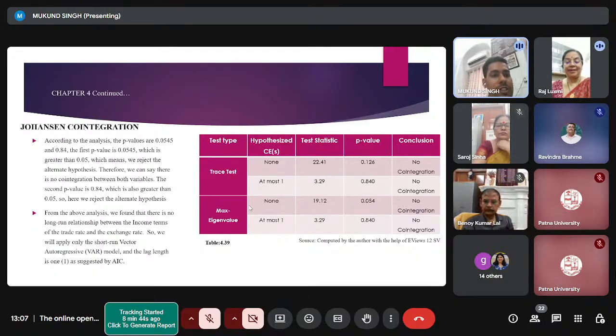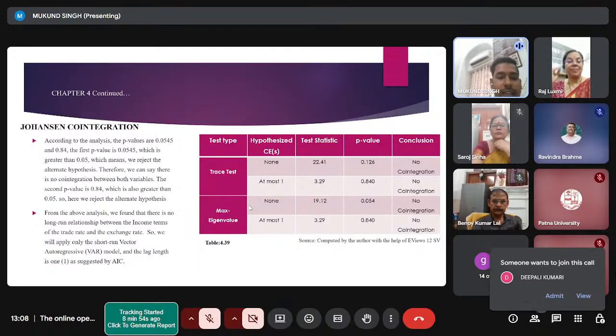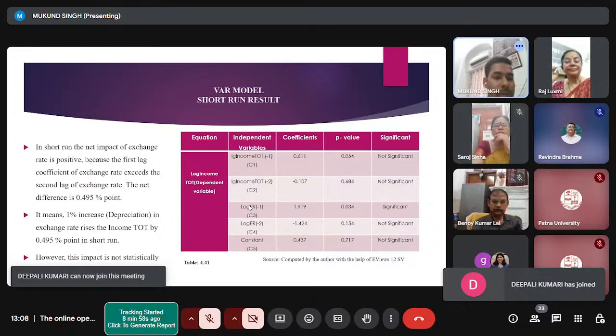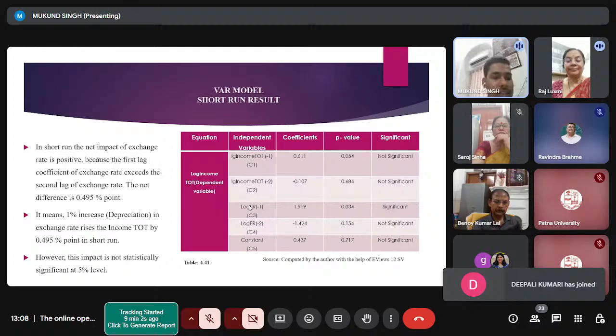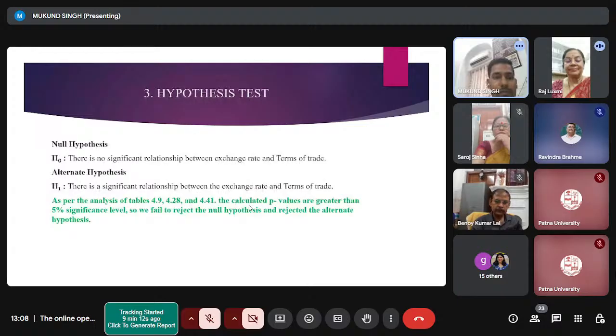Through the Johansen co-integration, we find that there is no long-run correlation between income terms of trade and exchange rate. Again, to find the short-run analysis, we used the VAR model, and in short run, the impact is positive. 1% depreciation in exchange rate raises the income terms of trade by 0.49% in short run, and this result is not statistically significant at 5%.